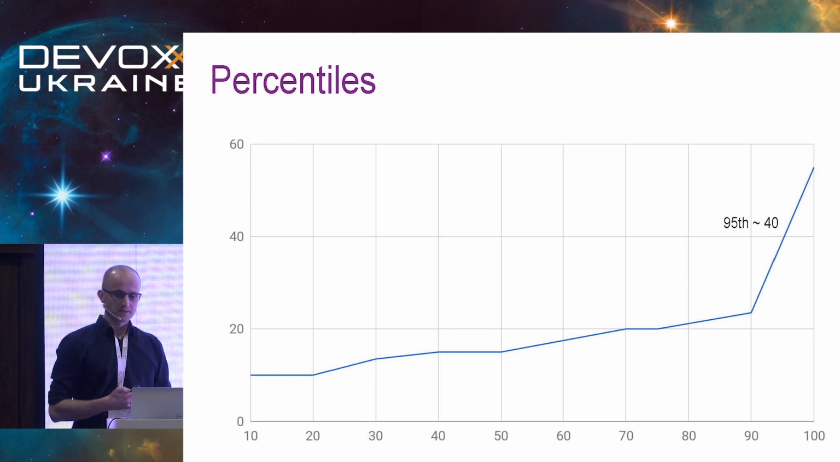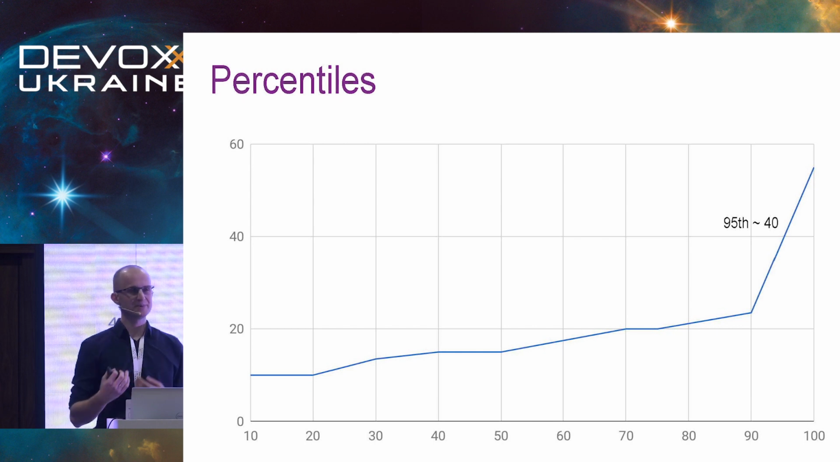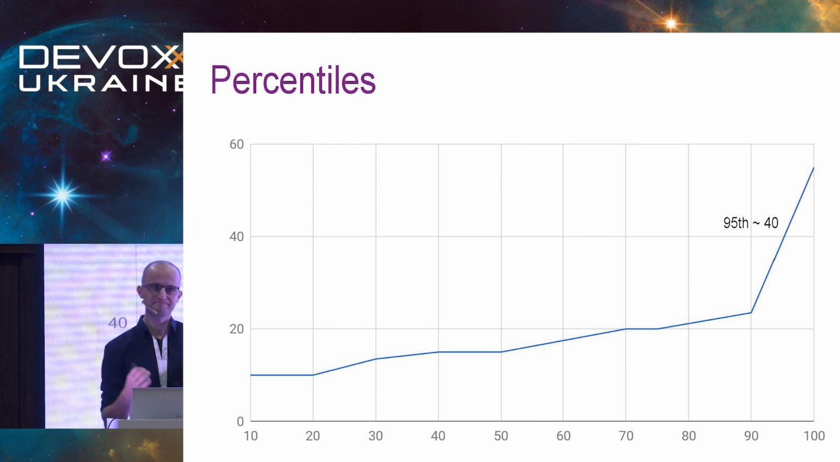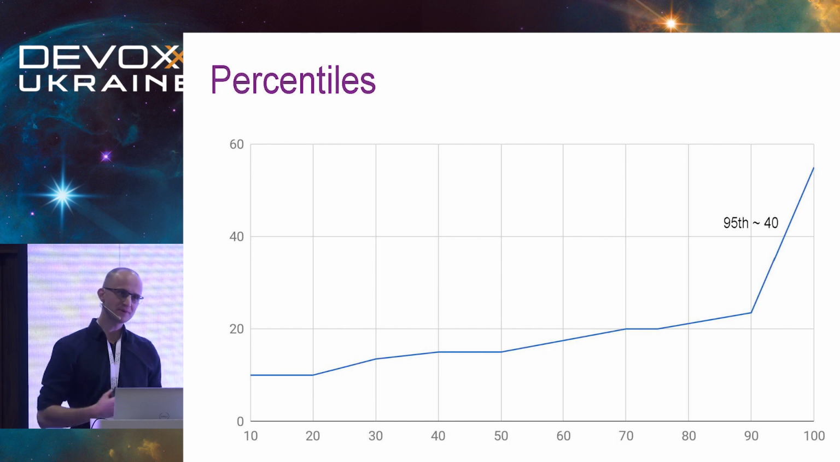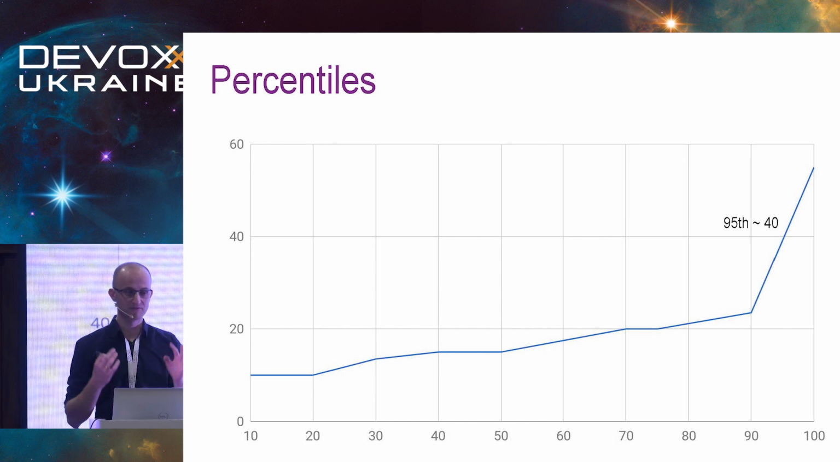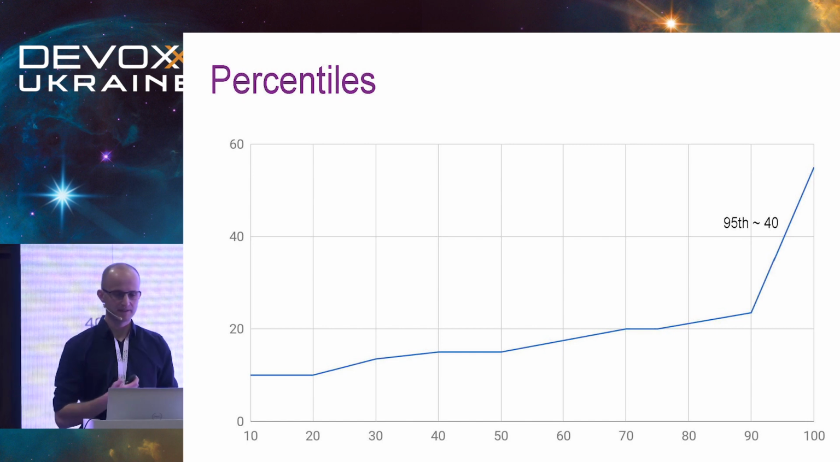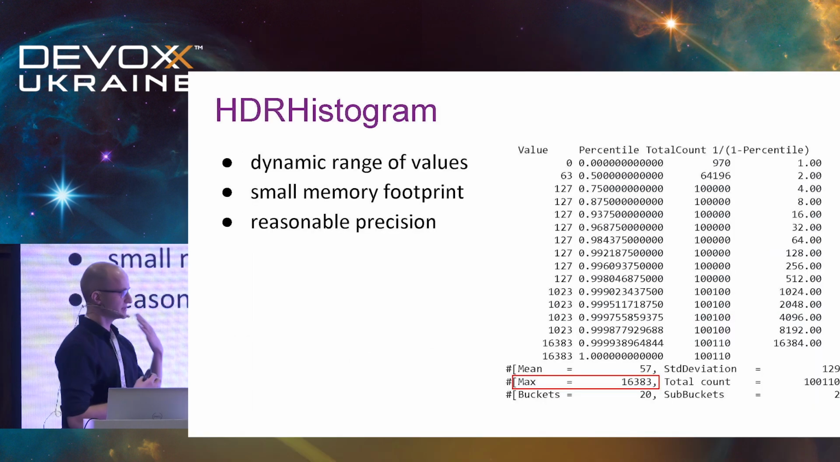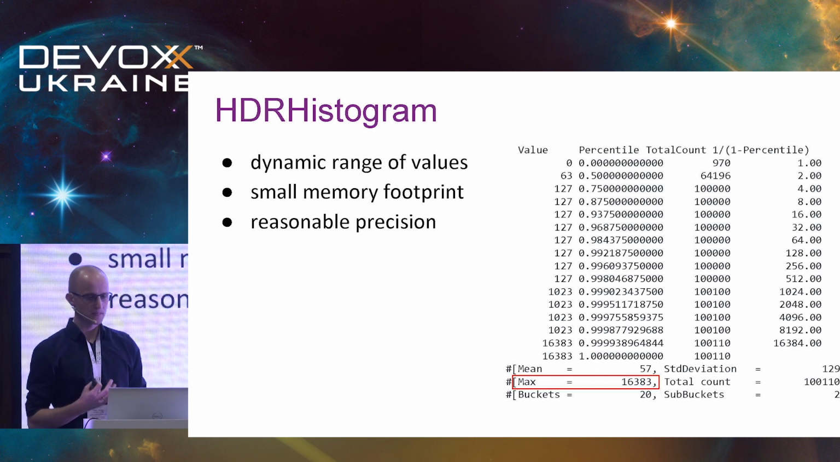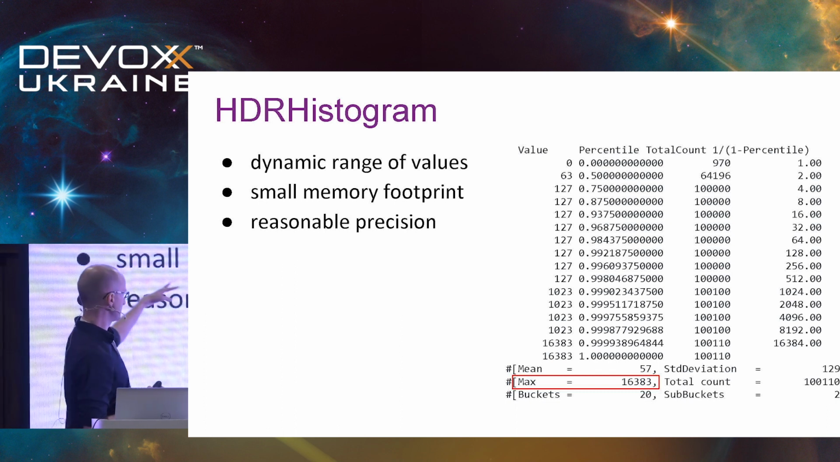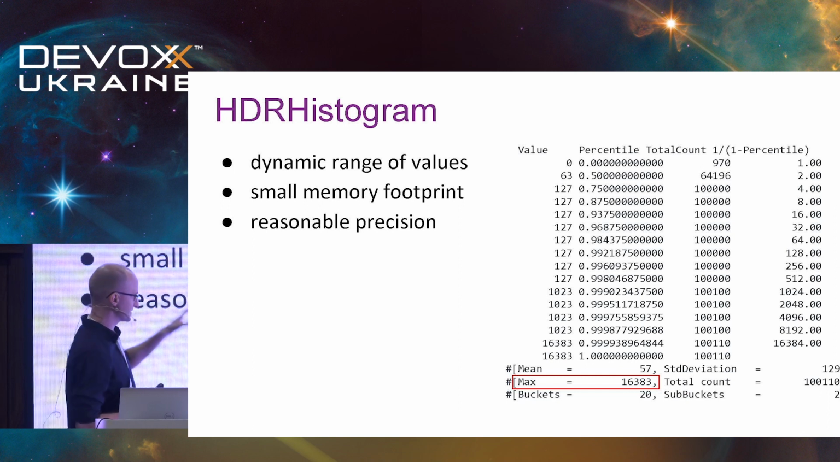So it seems like calculating percentiles should be a trivial task. It is, but if you need to provide dynamic range of values, high precision, and low memory footprint, as usual in IT, you cannot get all 3 properties at the same time. Fortunately, there is a tool that chooses a reasonable compromise for this problem. HDR Histogram will provide you dynamic range of values, small memory footprint, and reasonable precision.